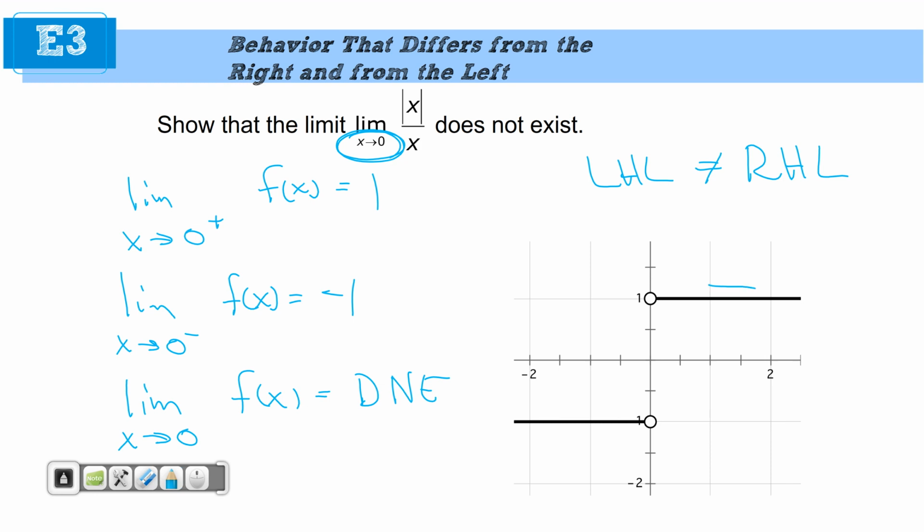Well, here's 2. As I come in from the left, I get a value of 1. As I come in from the right, I get a value of 1. Therefore, the limit is 1. Done. Okay, that's a plug and chug problem. The absolute value of 2 over 2 is just 1. What you have to be aware of is when they choose those funky points and how you're going to handle those.